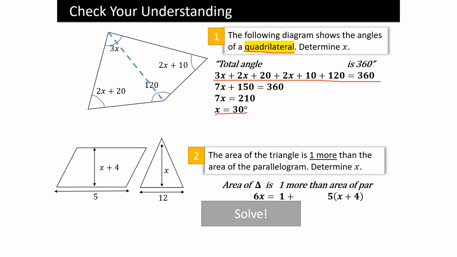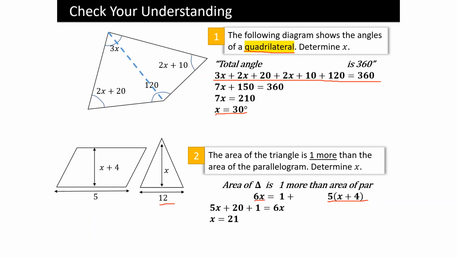So the area of the parallelogram in this case is equivalent to 5 times x plus 4. Remember, 5 is our length, and x plus 4 is our width. Or we can call it length times height, same thing. So we have that, and we know that the area of the triangle is half base times height, so a half of 12 is 6 times the height, which is x. That's how we have our 6x here.